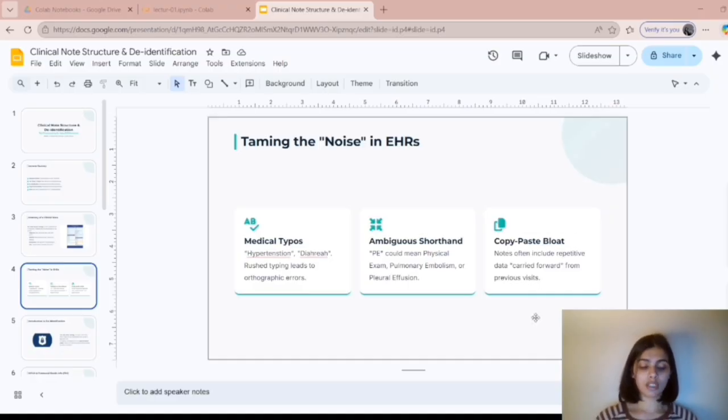Then we have copy paste load. What is your copy paste load? Your notes often include repetitive data and redundant information which is carried forward from the previous visits of that patient, that is obscuring your new clinical insights.